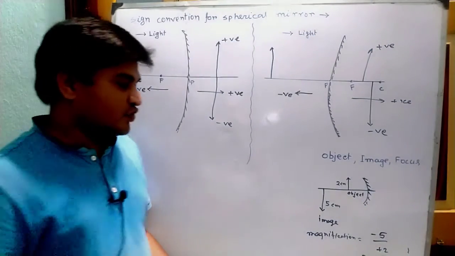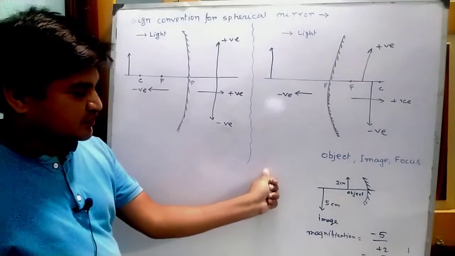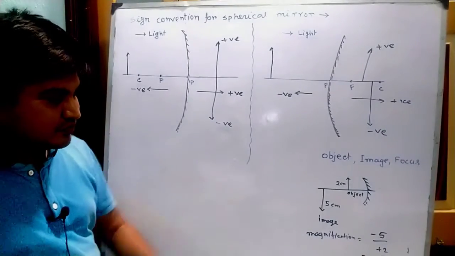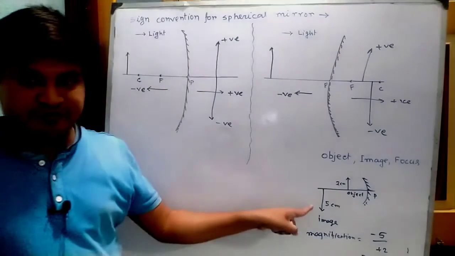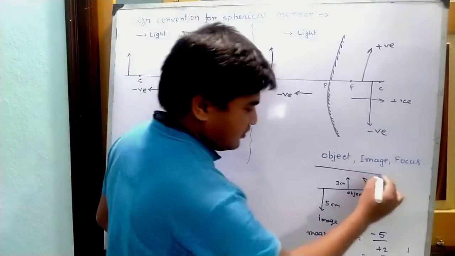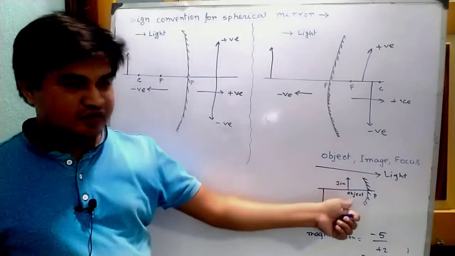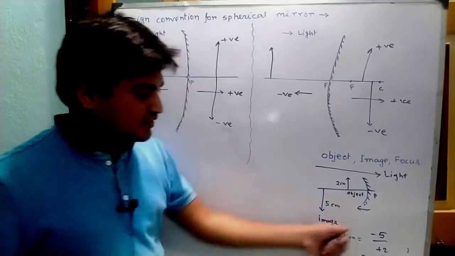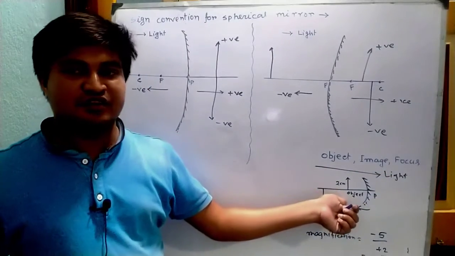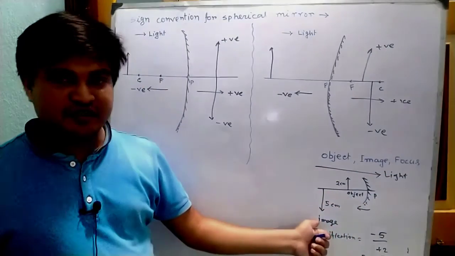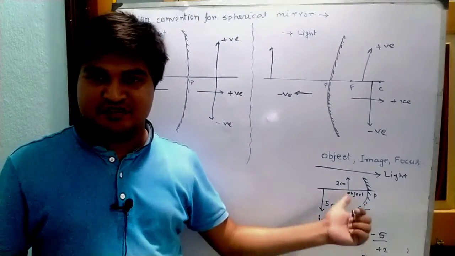Clear? In the same way, in this case, this is our pole, this is object, this is image. Light travels from left to right, so to get the object we have to move in this direction, so the direction is opposite to the direction of light, so here the object distance is considered as negative, and also to get the image you have to move in the opposite direction of light, so image distance is also negative in this case.